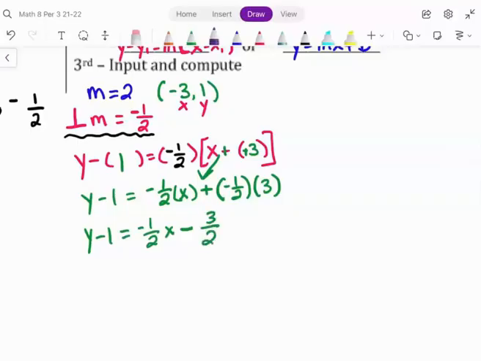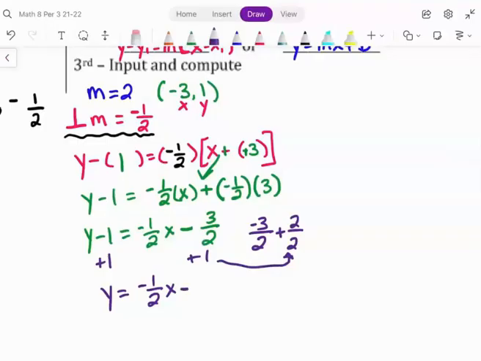Okay, then I'm going to add 1 to both sides. y equals negative 1/2 x. You've got negative 3/2 plus 2 over 2. The 1 over 1, or the 1, is 2 over 2. So now I have negative 1/2. Okay, that's your point slope.